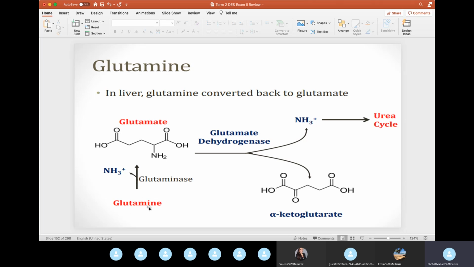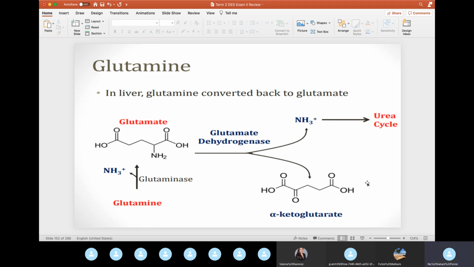So glutamine here, it's now in the liver. It can be converted back to glutamate. You are releasing the NH3, giving it back to glutamate, and then the glutamate via glutamate dehydrogenase is going to remove the NH2, right? And then the nitrogen part is going to go to the urea cycle, and the remaining part of the glutamate just becomes alpha ketoglutarate. Okay, that's the glutamine synthesis. We're good so far.